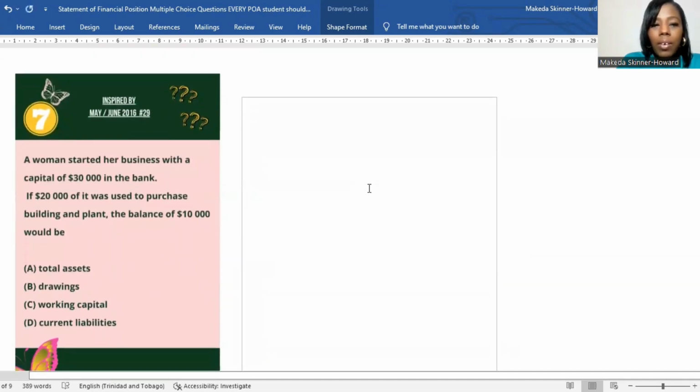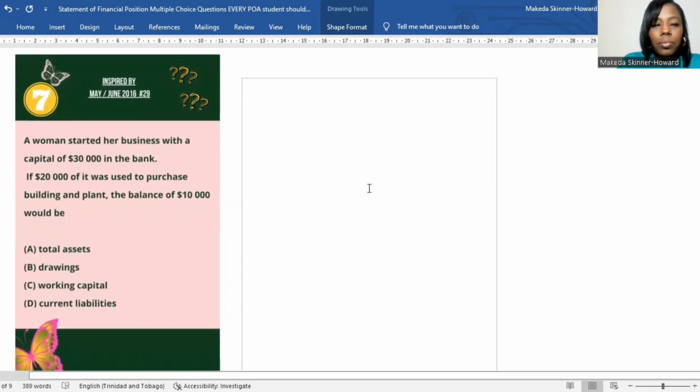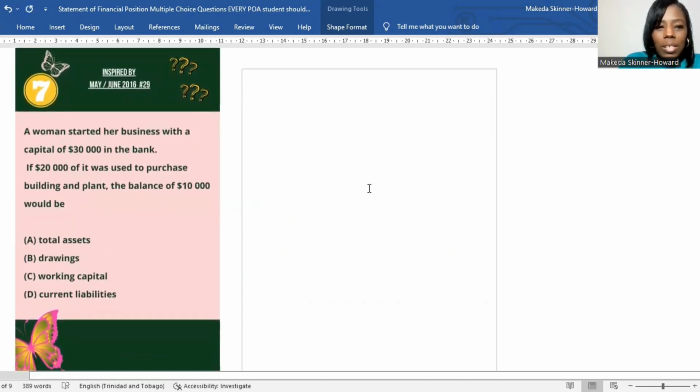And number 7, really interesting question again. A woman started her business with a capital of 30,000 in the bank. If 20,000 of it was used to purchase building and plant, the balance of 10,000 will be what? Is it going to be total assets, drawings, working capital, or current liability? Well, let's see what we have behind here.